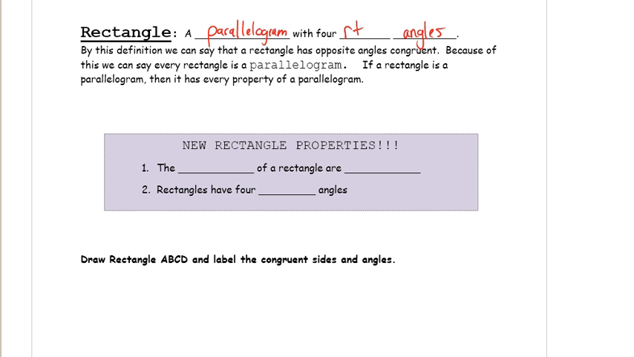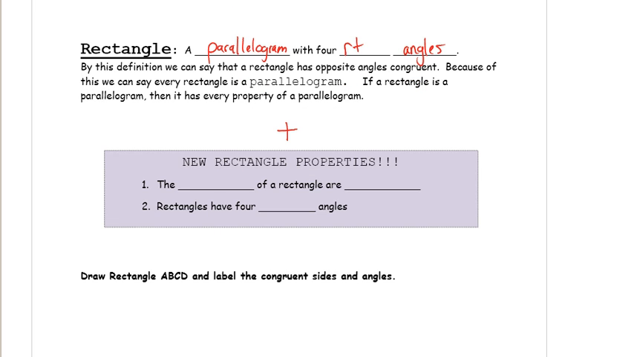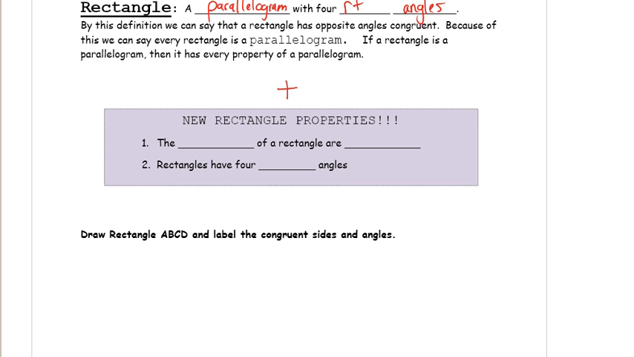By this definition, we can say that a rectangle has opposite angles congruent. Because of this, we can say that every rectangle is a parallelogram. If a rectangle is a parallelogram, then it has every property of a parallelogram, meaning all five of those things are true, plus these couple things. We know that the diagonals of a rectangle are congruent, and I'll show you what that looks like in a second. And that rectangles have four right angles.